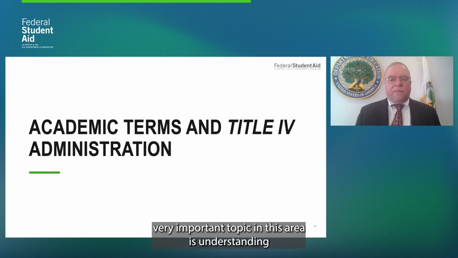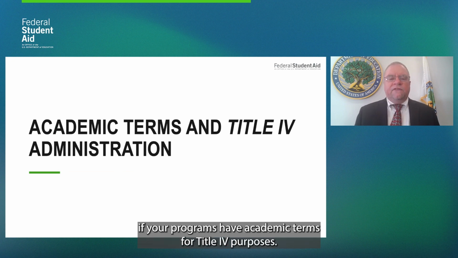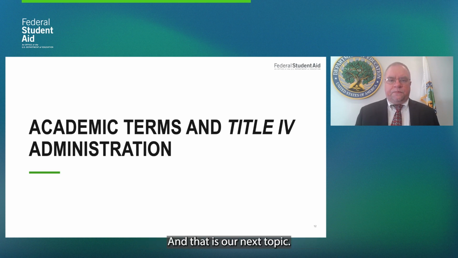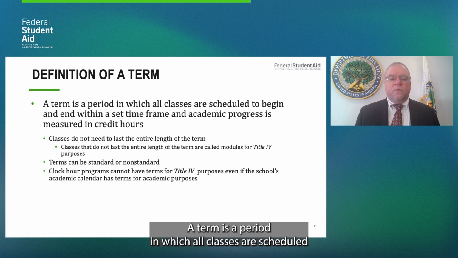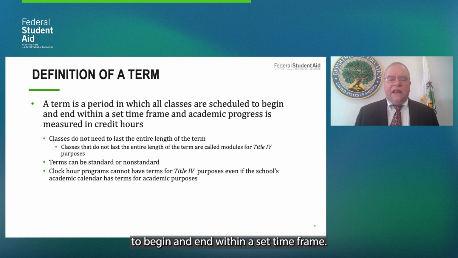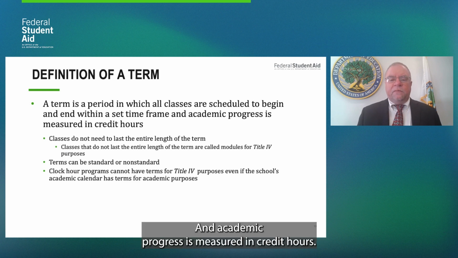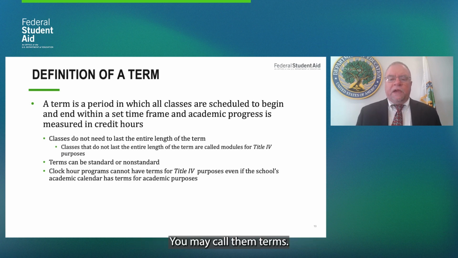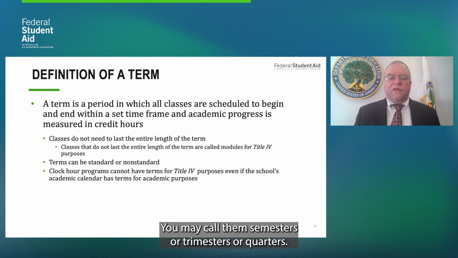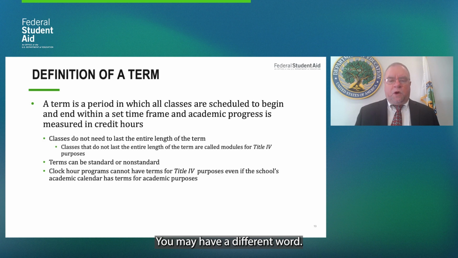Another very important topic in this area is understanding if your programs have academic terms for Title IV purposes, and that is our next topic. A term is a period in which all classes are scheduled to begin and end within a set time frame, and academic progress is measured in credit hours. You may call them terms, you may call them semesters or trimesters or quarters, you may have a different word.